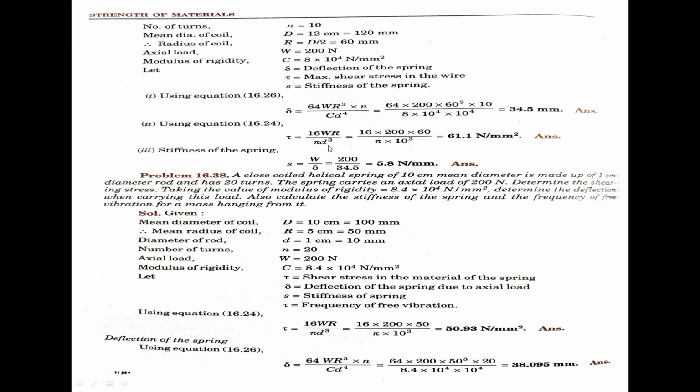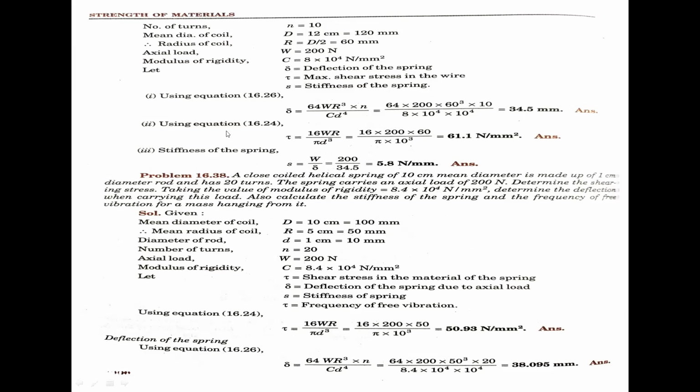pi d cube. This is the equation to calculate the maximum shear stress for a closed coil helical spring. Substitute 16 into W 200 and R is 60, pi into small d, 10 cube, that equals 161.1 Newton per mm square. That is the shear stress.